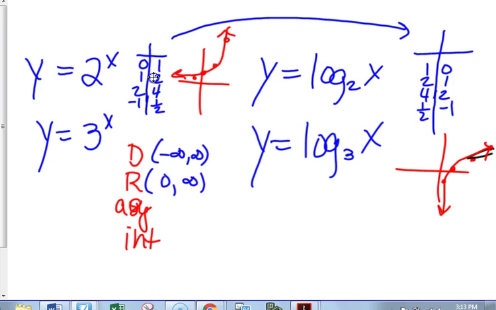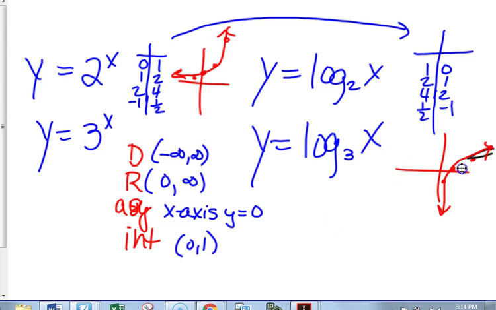Because remember, if you put negative numbers in, it's going to get smaller and smaller, right? Symmetry, asymptote, I mean. You can either write x-axis or you can write y equals 0. Yep. I don't care what you write. Intercept.